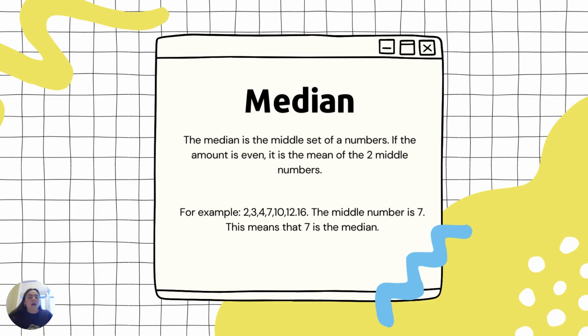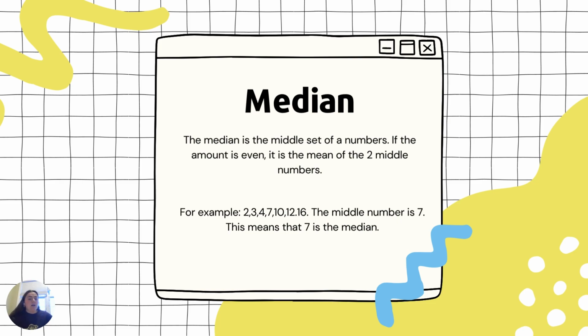So the next measure is the median. The median is the middle set of numbers, or the middle of a set of numbers. If the amount is even, you have to just take the two middle numbers, add them together, and divide by two, so you'd be finding the mean of those numbers. So for example, if you have 2, 3, 4, 7, 10, 12, and 16, the middle is going to be 7. So that means that 7 is the median.